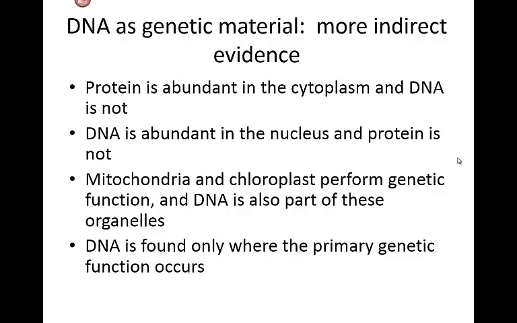We also know that from last week we talked about mitochondria and chloroplasts. They have genetic functions, they have DNA, and these are important parts of these organelles. And they help to direct how they function. And then lastly, DNA is only found where the primary genetic function occurs. And if you do not have DNA, you're not going to have successful cell replication. So if you remember all the way back, I think it was week 1 when we reviewed mitosis and meiosis, think about the important steps there for the DNA. If you don't have the DNA present, you're not going to have successful cell replication.